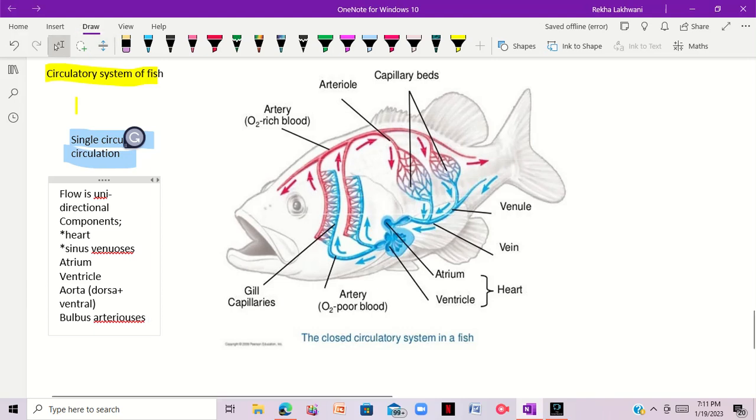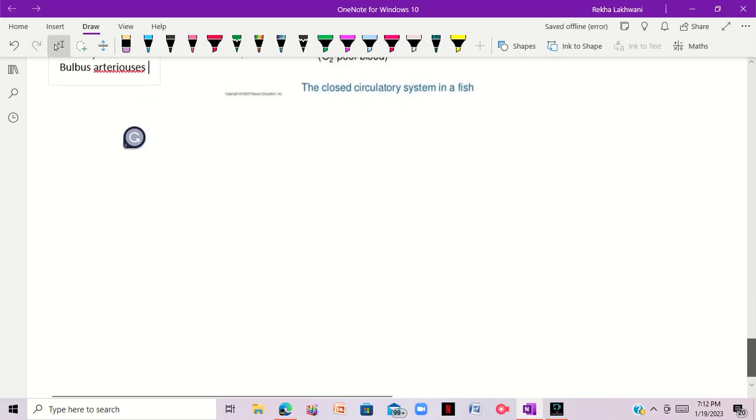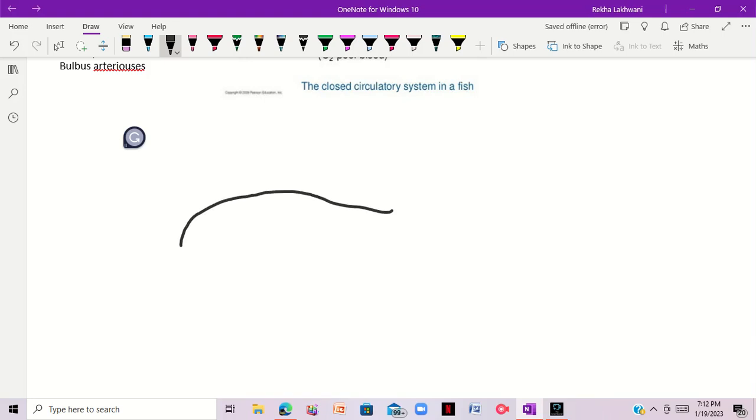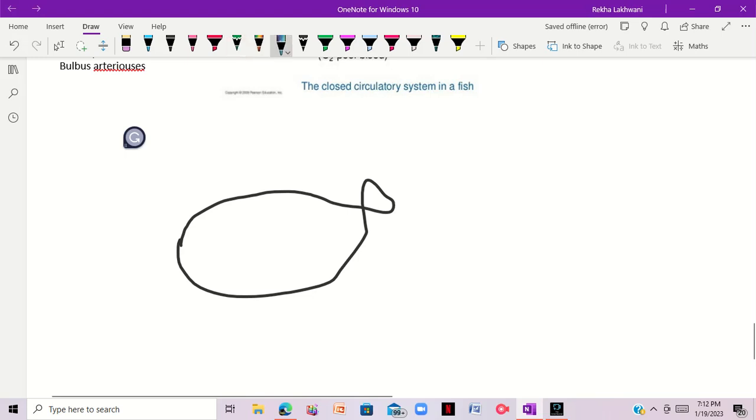So now let's discuss the circulatory system in fish. As you can see over here, some parts are missing, so I have to make another picture. Okay, consider that this is my fish. My drawing is not very good, but I will try to explain, right? So basically here we have some capillaries. These are capillaries, right?